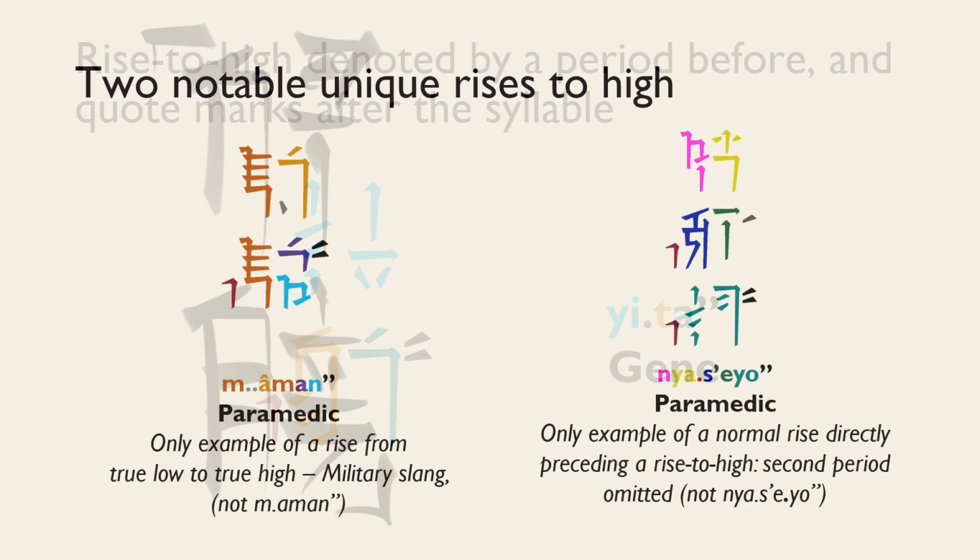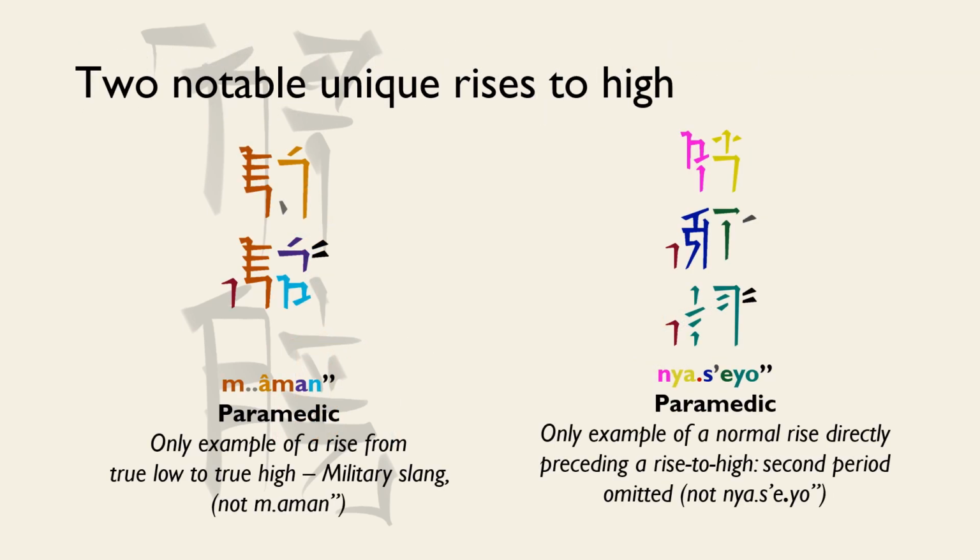There is one word, âman, where a low comes before a rise to high, and two dots are used here, but that's a particularly unusual slang word from military dialect. There's also one instance of a rise to high coming after a normal rise, and here the dot of the rise to high is omitted. Now let's apply what we've learned to the names we translated in the last episode.